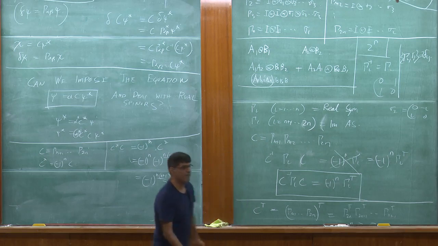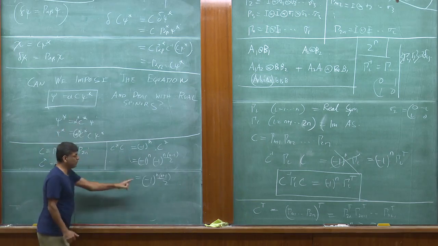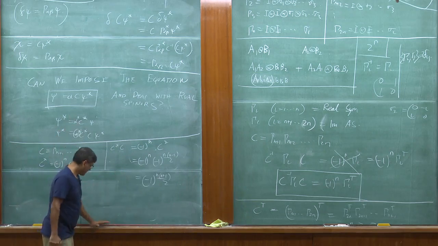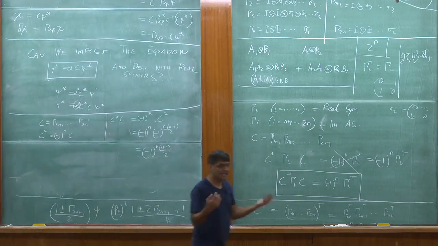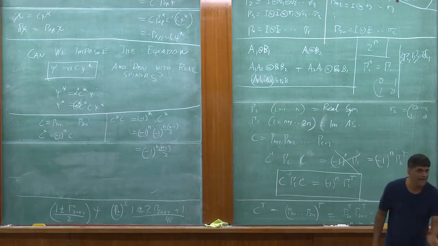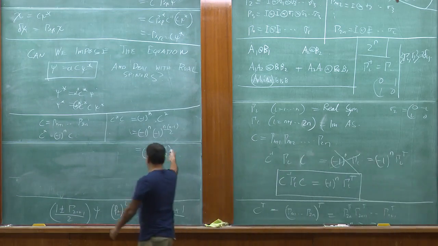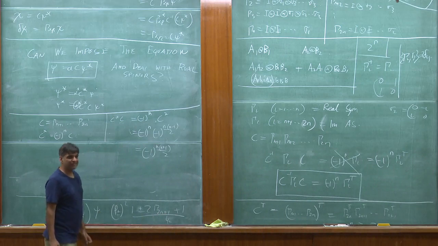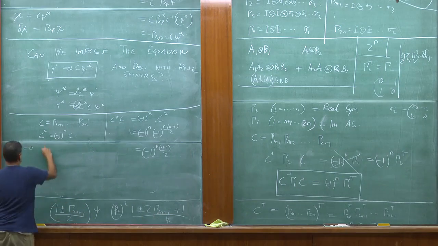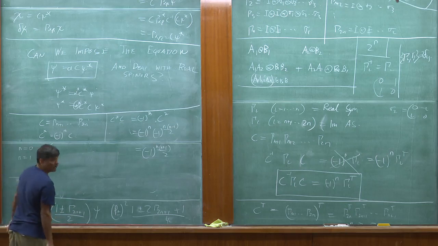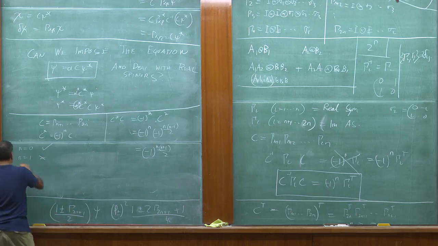Same answer. Okay. Great. So you see this equation can be imposed. This equation here can be imposed as a reality equation if n into n plus 1 by 2 is even. Now, when does that happen? Let's see. n is equal to 0, yes. n is equal to 1, no. For n odd, it doesn't happen.